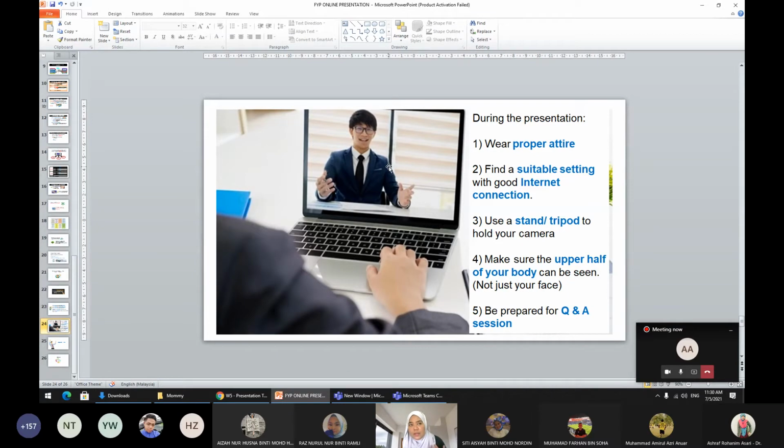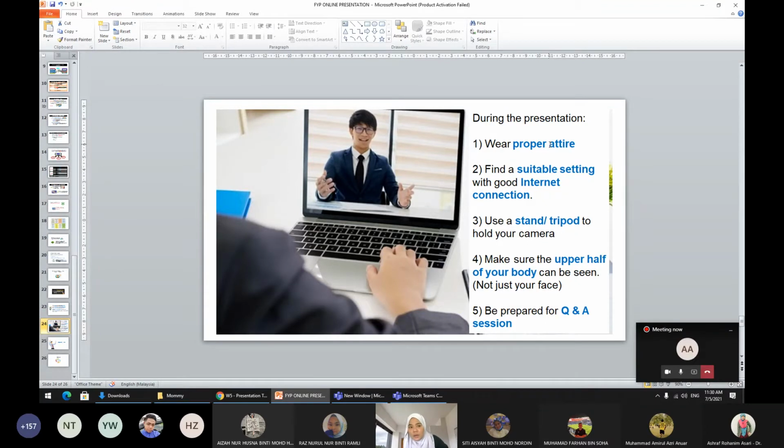We want you to be presentable. We want you to look nice, to look ready, okay? Because sometimes everything is affected from there. Everything is rooted from there. So wear proper attire. If you have a blazer, then you can wear it. If you don't, worry not, guys.